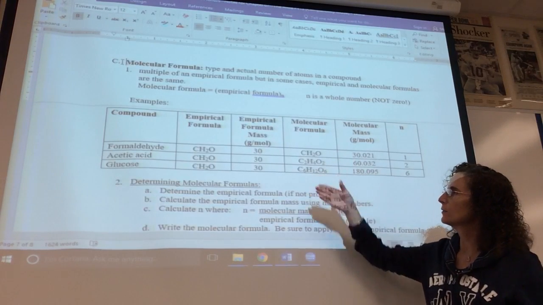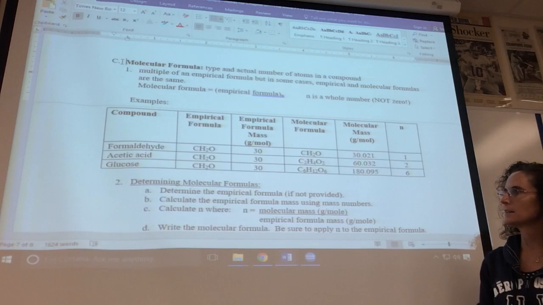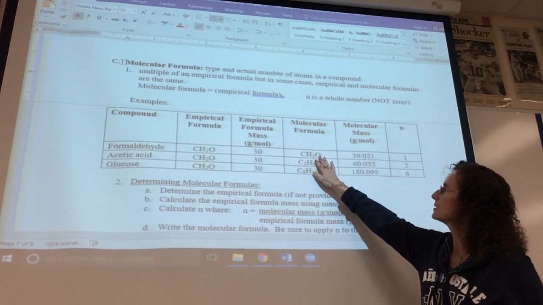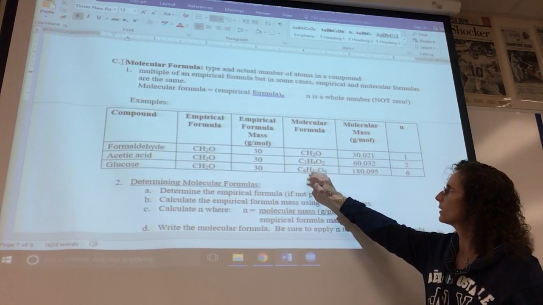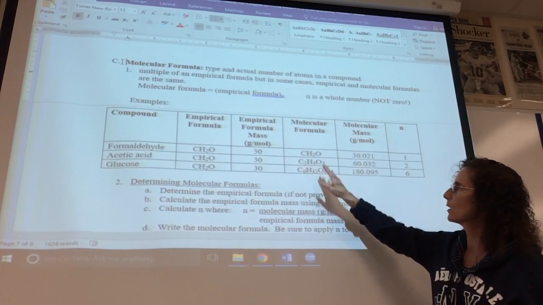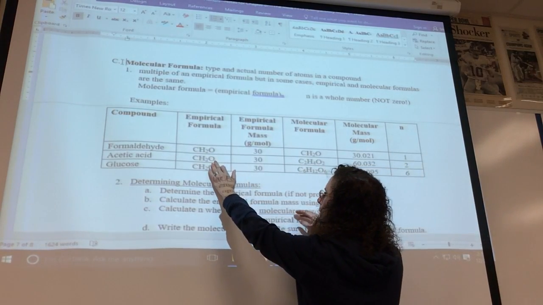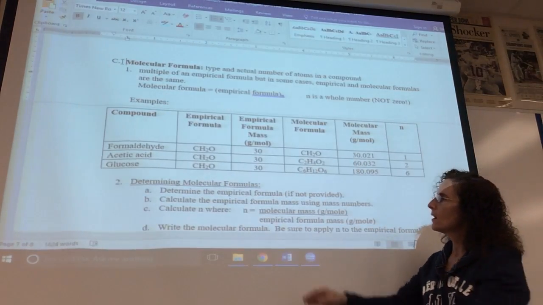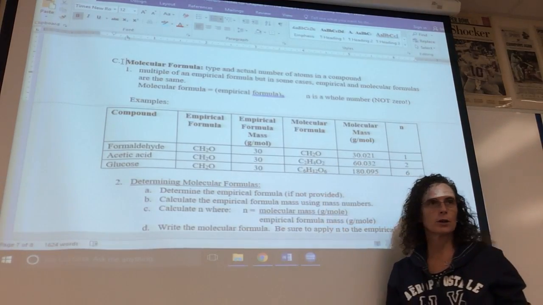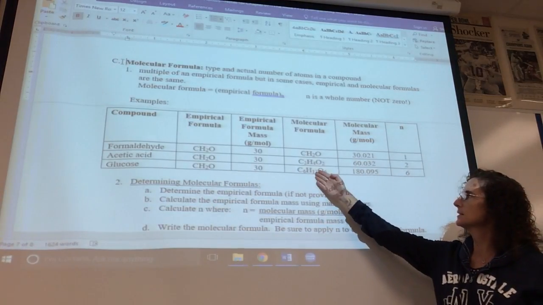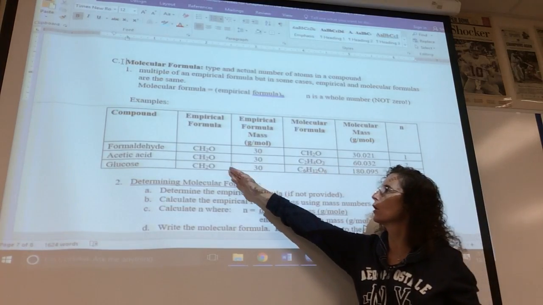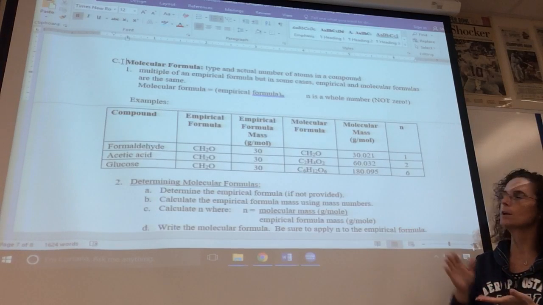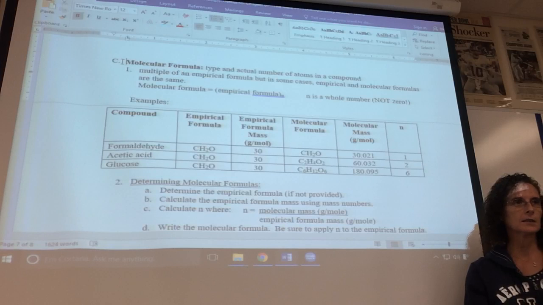The molecular formula for each of these compounds is provided. Some of you in your projects did acetic acid. So formaldehyde also is CH2O, same as the empirical. Acetic acid is C2H4O2. What's the multiple to go from acetic acid's empirical to molecular formula? 2. Glucose, which is a simple sugar, simple monosaccharide, is C6H12O6. What's the multiple to go from glucose's empirical to molecular formula? 6. So by looking at the empirical and molecular formulas, you can easily get these multiples.